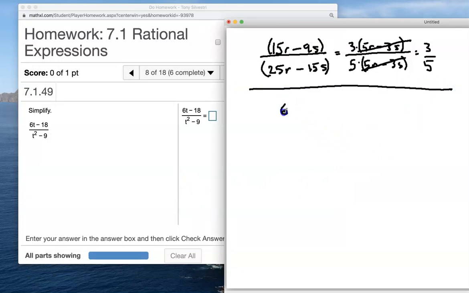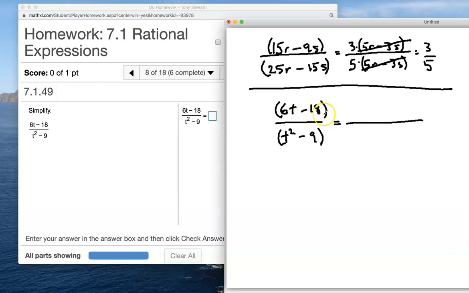6t minus 18 divided by t squared minus 9. Well, right off the bat, just to refresh our memories, this is a bundle and that's a bundle. You can't touch those bundles, what's inside. What you can do is rip the bundles apart by doing the stuff that we did in chapter 6.